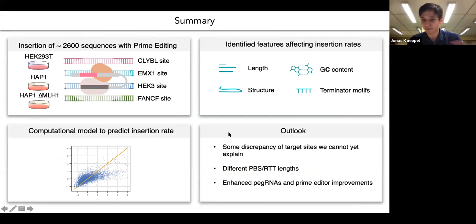And then in the future, there's still some discrepancies between target sites. You've seen that the model performs less well on a different target site than if we test it on the same target site. So there's still some differences that we have not captured. And then we've done everything with one PBS and reverse transcriptase template length. So there might be differences when we vary those. And also in the meantime, there were quite a few improvements to the prime editor system, which might be worth testing with the library.